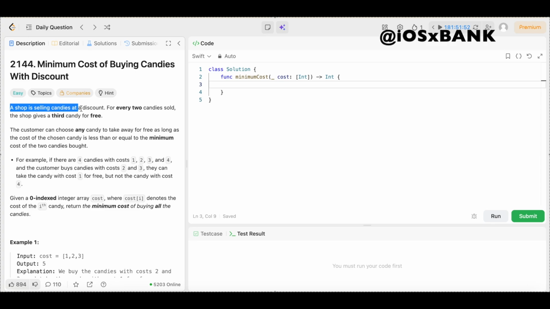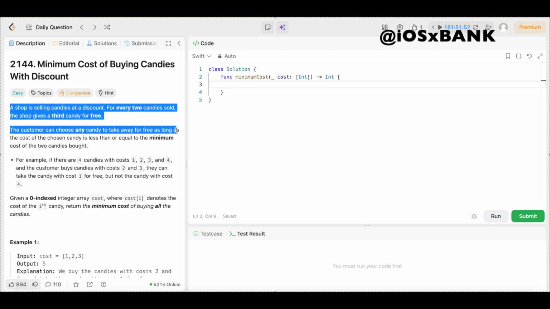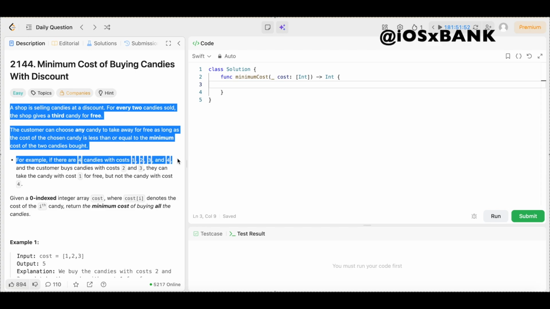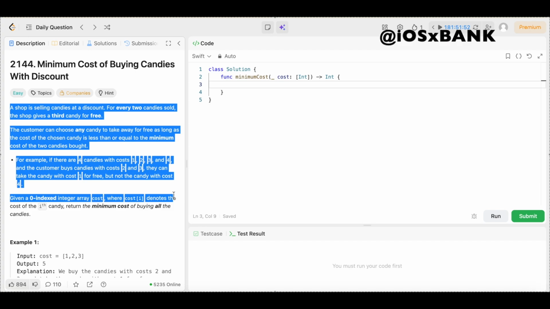A shop is selling candies at a discount. For every 2 candies sold, the shop gives a third candy for free. The customer can choose any candy to take away for free as long as the cost of the chosen candy is less than or equal to the minimum cost of the 2 candies bought. For example, if there are 4 candies with cost 1, 2, 3, and 4, and the customer buys candies with cost 2 and 3, they can take the candy with cost 1 for free, but not the candy with cost 4. Given a zero-indexed integer array cost, where cost[i] denotes the cost of the ith candy, return the minimum cost of buying all the candies.